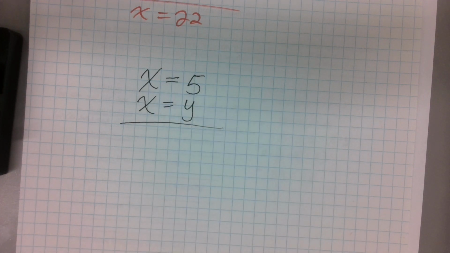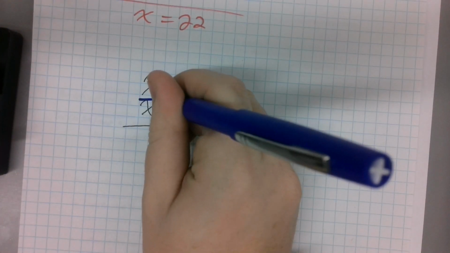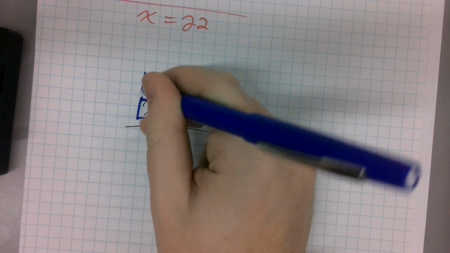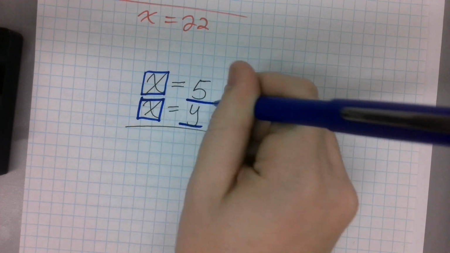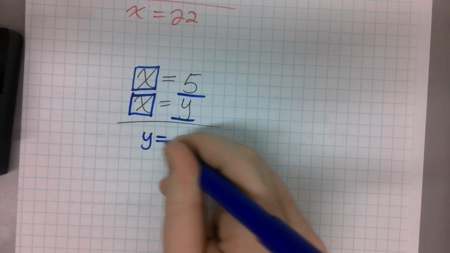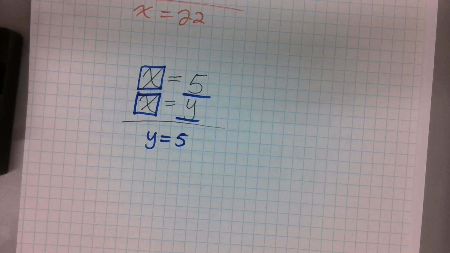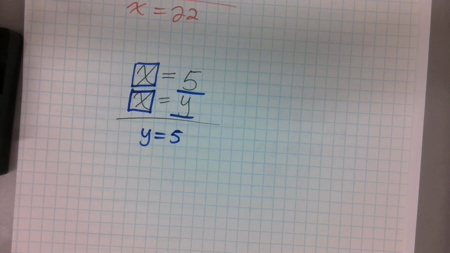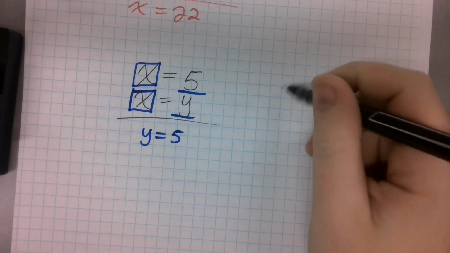So the substitution property says that we can replace an x with a y, or we could replace an x with a 5. Either way, we're going to get the equation y equals 5 or 5 equals y. That's the substitution property. When your variables match, or when just one side of your equation matches, you can substitute. I'll give you another example.